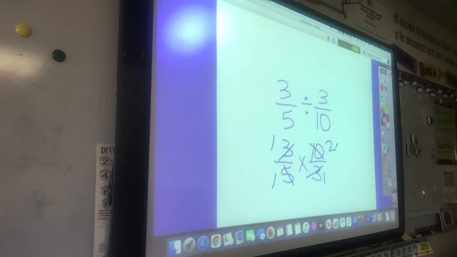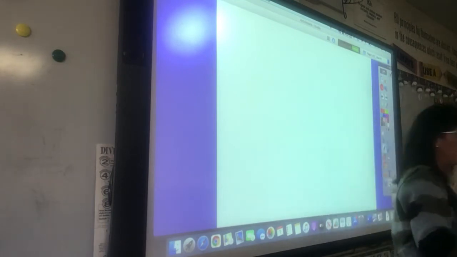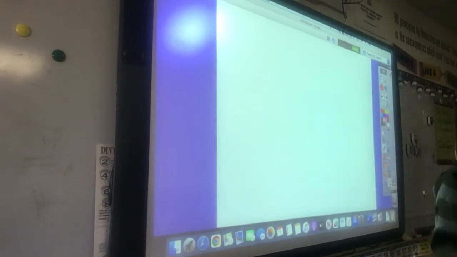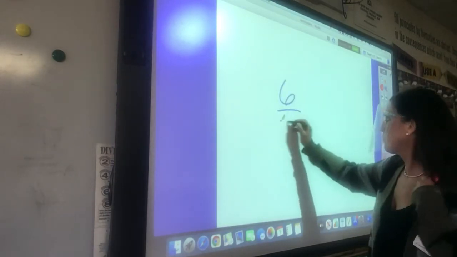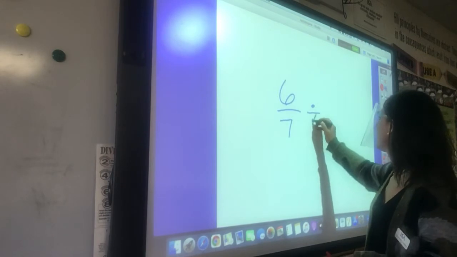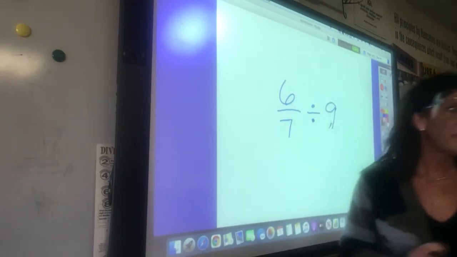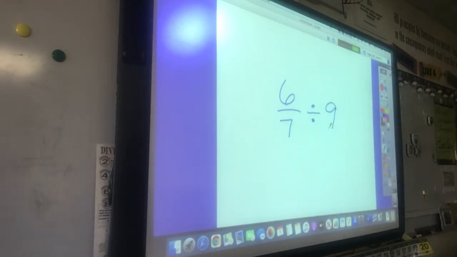Okay, so we've done a whole number divided by a fraction. We've done a fraction divided by a fraction. Okay, here's something else you might see. You might see a fraction divided by a whole number. So let's look at what that would look like. So we're gonna do 6/7 and we're gonna divide by 9. Okay, 6/7 divided by 9.